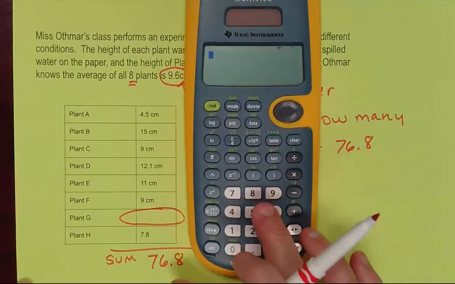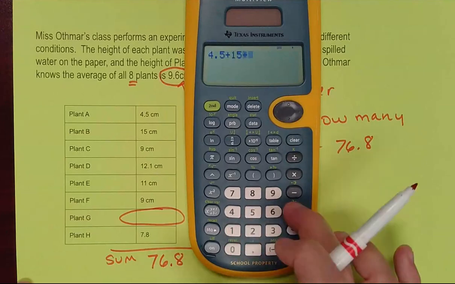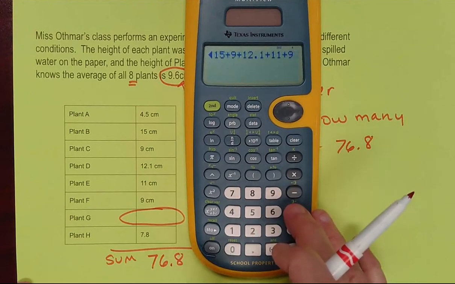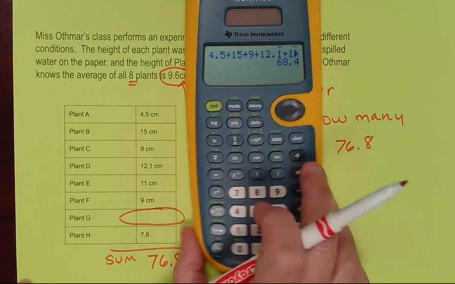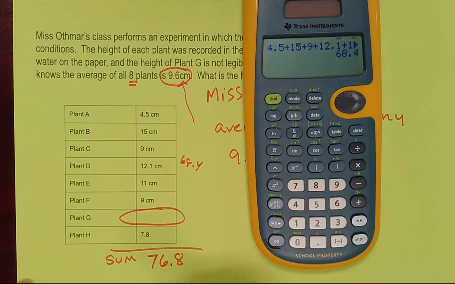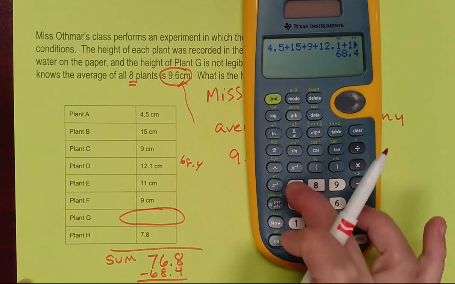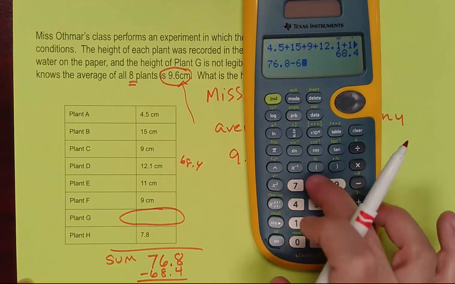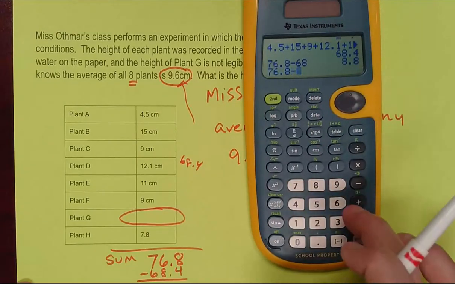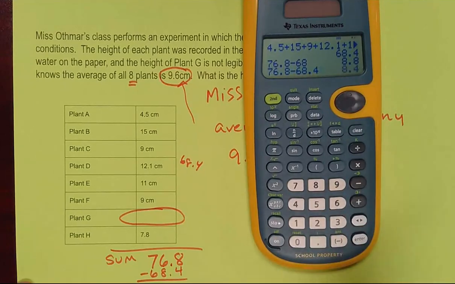So I'm going to add these all up, 4.5, 15, 9, 12.1, 11, 9, and 7.8. And so far I have 68.4. The 7 plants I know add up to 68.4. If I subtract 68.4, 76.8 minus 68.4, we get an 8.4 height for that missing data for that last plant.